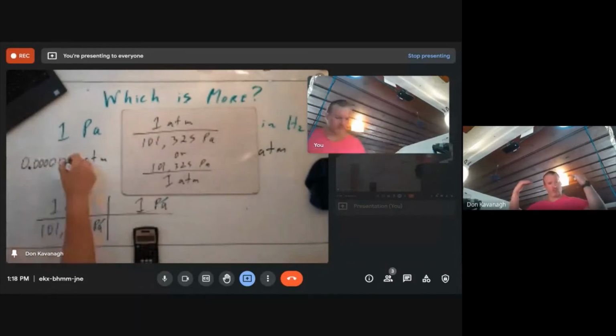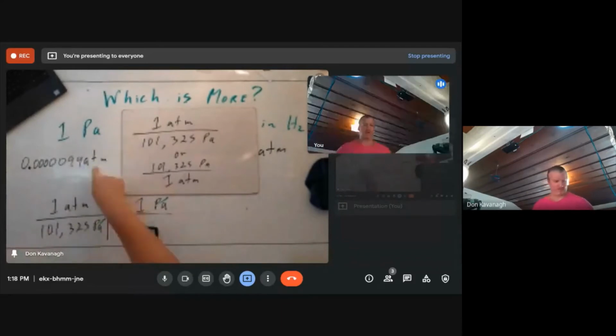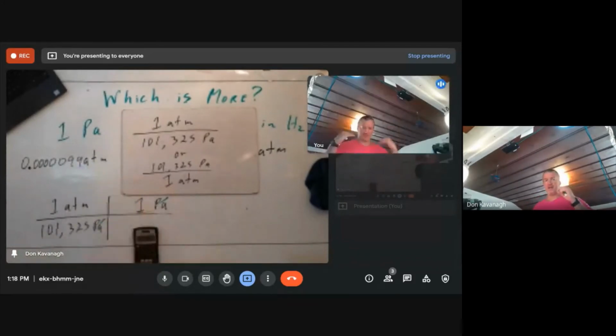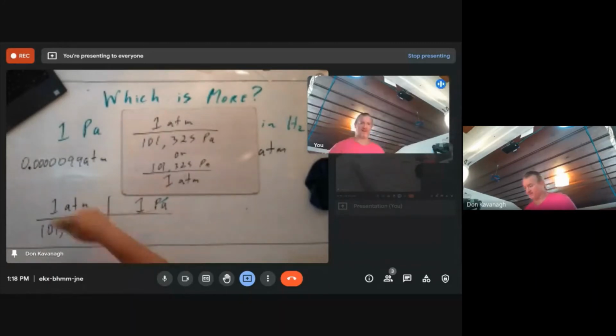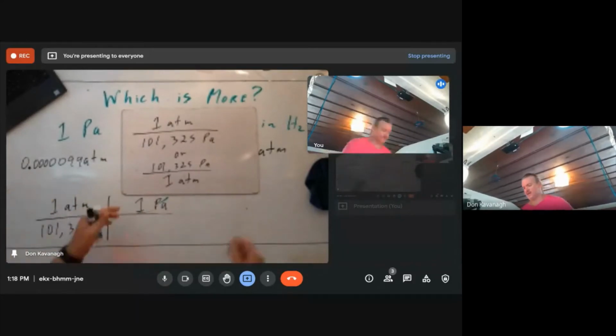So 1 Pascal is very, very small compared to an ATM. The ATM is the pressure that you experience as you breathe at sea level. So a change of 1 Pascal in the air you breathe is probably not going to be noticeable. It's 0.000099, so it's a very small amount here. Let's do the same workup for the other 2, torr and inches of water.